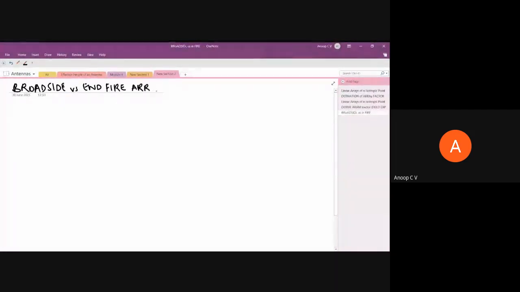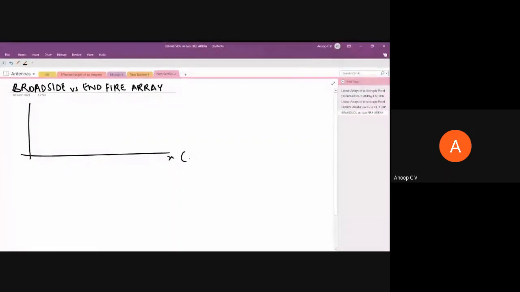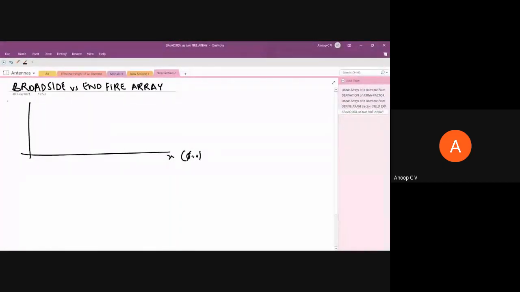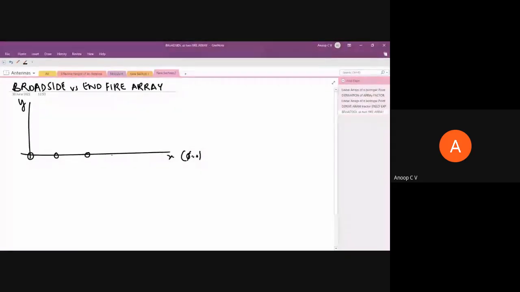I told you about this term when we discussed case 1, which was a broadside array, and case 2, which was an end-fire array. I don't know whether you noticed. In this case, we have arrays like this. This is our x-axis, that is phi equal to 0, and this is the y-axis. Sources are arranged along the x-axis, and the separation is d.